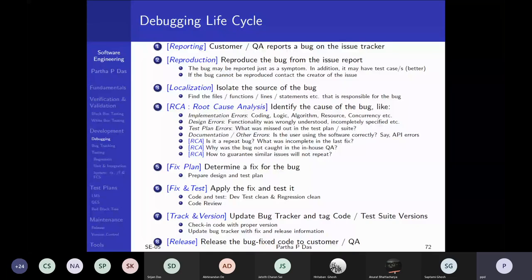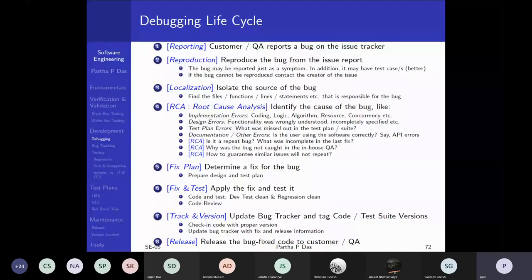what the problem is. So you have to determine a fix for that bug. It will need a small to medium to large design document and a test plan for this particular bug, and so on. Then you apply the fix, actually do the coding and the development test at your end. That must be clean, and then pass it on to the QA. They must do the regression test, and it must be clean.